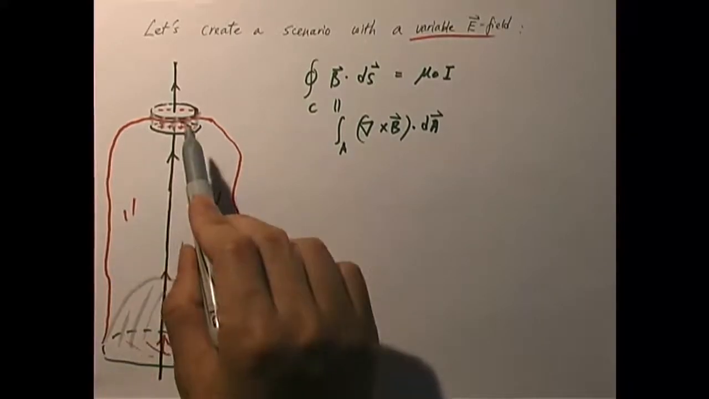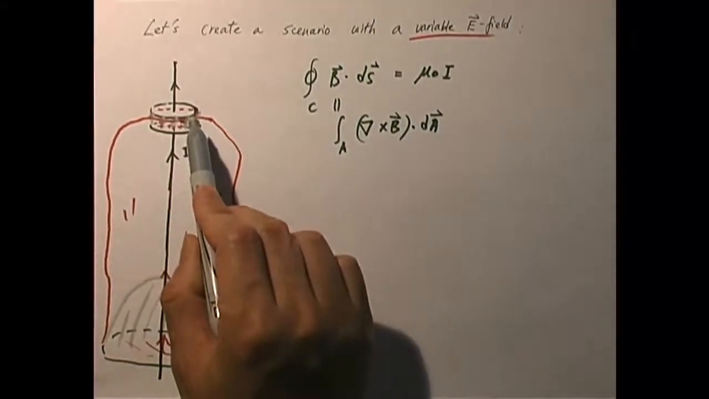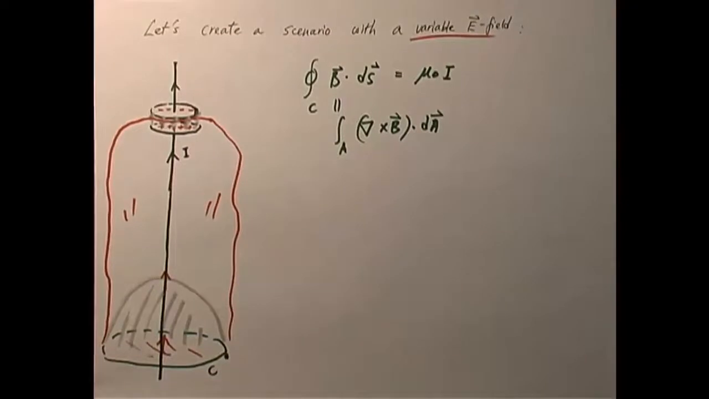So, doesn't that give us a hint? Here we have a variable electric field. Just like a variable magnetic field can cause an electric field, a variable electric field should also cause a magnetic field. In other words, it should be just as good as a current in creating a magnetic field.